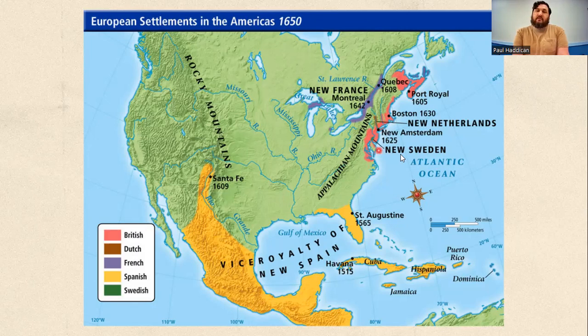Now you'll see New Sweden and New Netherlands here. New Sweden, we're going to ignore. They are not around for very long, and it's not a very big colonization effort from them, so we're not really going to talk about them. New Netherlands, we'll talk about a little bit because they last a little longer and eventually become New York, right? So we want to have an idea of that. But it's a really tiny settlement tucked in between the British settlements here.